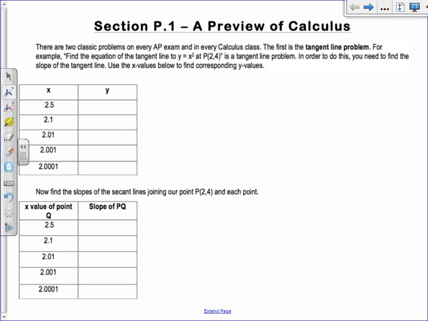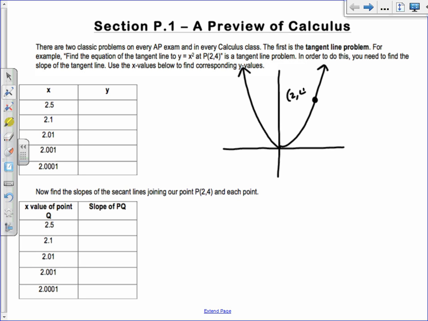Let's sketch out what we're talking about. You have y equals x squared, and you have some point (2, 4), and you have a tangent line. The tangent means touches, so it's barely going to touch the curve at that particular point. At (2, 4), it's coming down and it's just touching. We need to be able to find the slope of this tangent line.